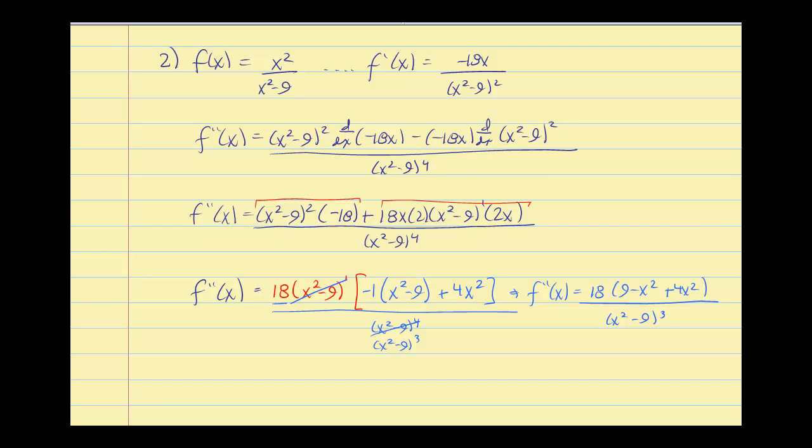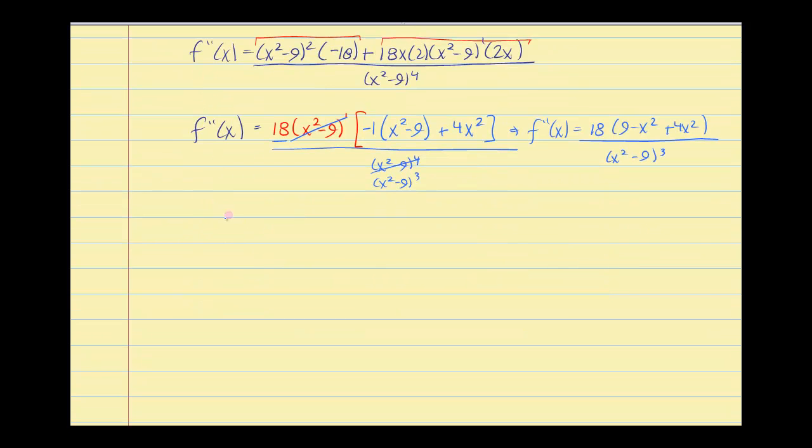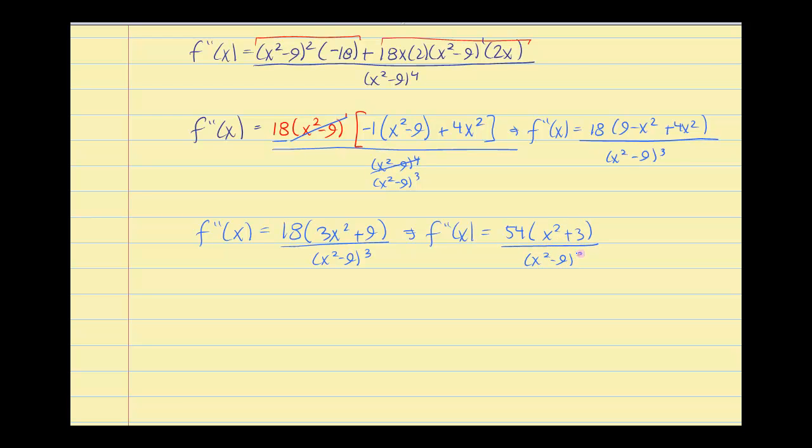I'm going to keep simplifying this because the more we simplify it, the easier it will be to find possible points of inflection. So leave that 18 out front. 9 minus x squared plus 4x squared would be 3x squared plus 9, all over x squared minus 9 quantity cubed. We can simplify a little bit further, and again, the more you can simplify this, the better. Next I can factor out a 3. So 18 times 3 would be 54 times x squared plus 3, all over x squared minus 9 quantity cubed.